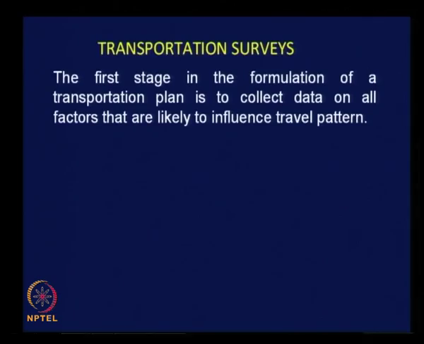With this in mind, let us look at the details of transportation survey. In essence we need to collect all the information as indicated here. The first stage in the formulation of a transportation plan is to collect data on all factors that are likely to influence travel pattern. It is made very clear in one sentence. You need to collect information on all factors that are likely to influence the travel pattern in the urban area.